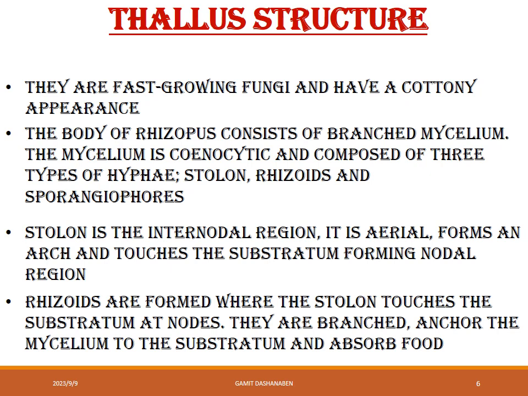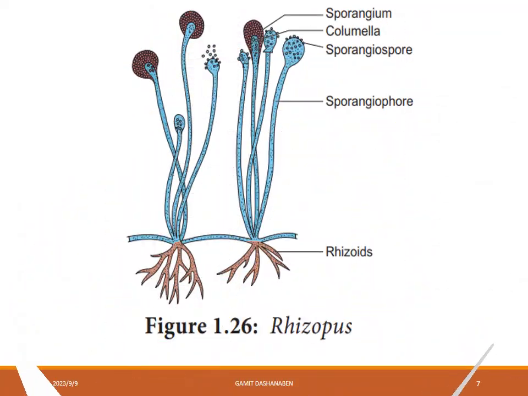Stolon is the internodal region. It is aerial, forms an arc and touches the substratum, forming the nodal region. Rhizoids are formed where the stolon touches the substratum at nodes. They are branched, anchor the mycelium to the substratum, and absorb food. This is the structure of Rhizopus.